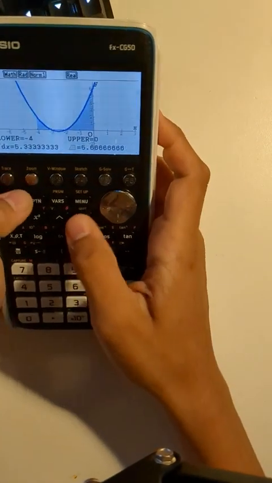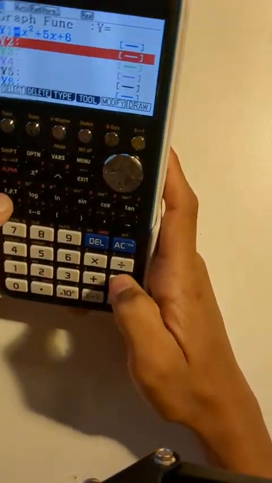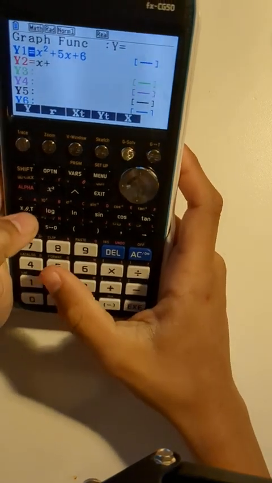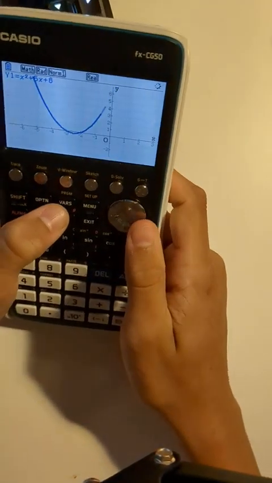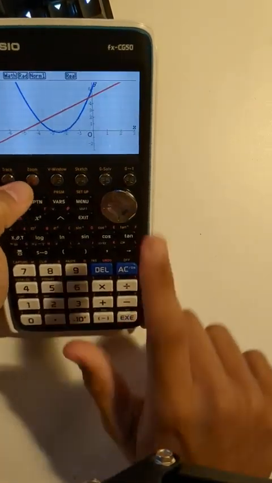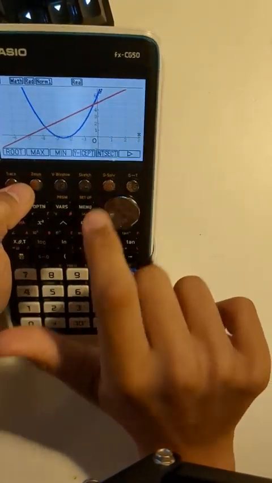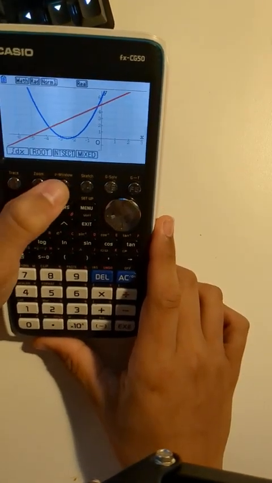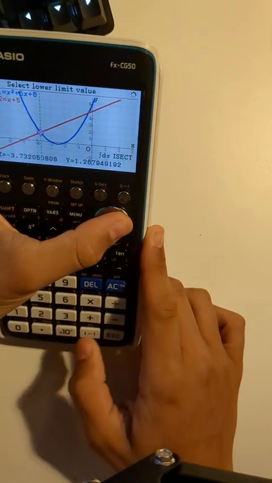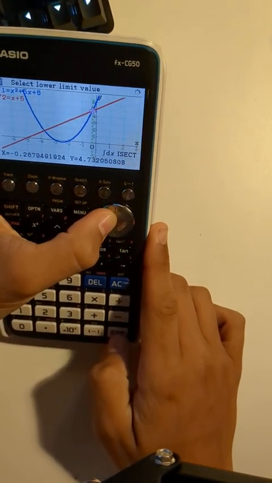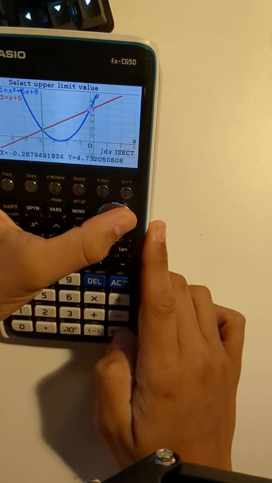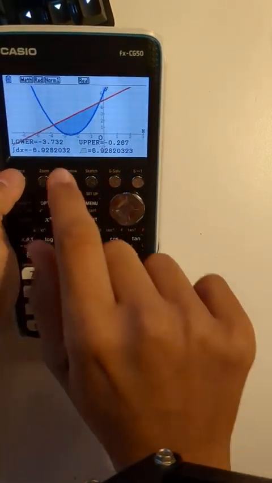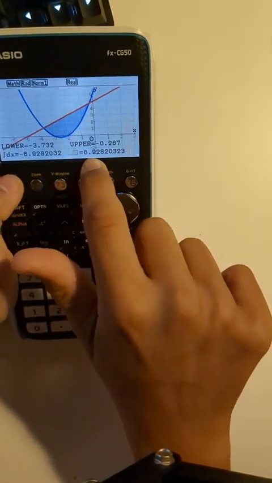But further still, let's plot a line. Y equals x plus 5. Let's try that. I haven't really planned it here. We can go further. We can go G-solve, and then we can go intersect. We can find the intersection right here. So right, we'll put a bound here. And now we're going to integrate between the two graphs. And the area here is going to be 6.928.